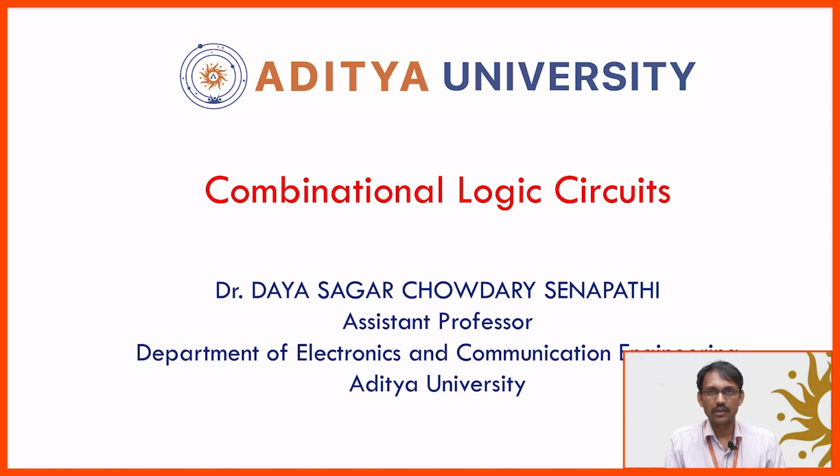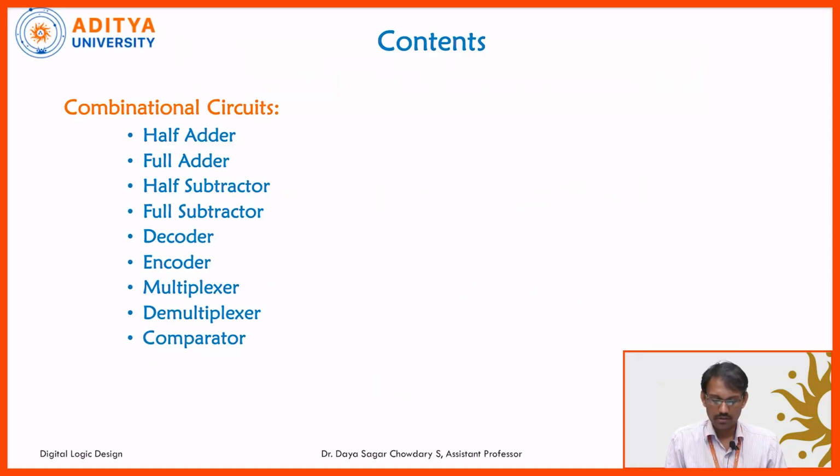Today we would like to discuss the topic combinational logic circuits. These are the contents that are included in the combinational logic circuits. We call it simply combinational circuits. The contents are half adder, full adder, half subtractor, full subtractor, decoder, encoder, multiplexer, demultiplexer, and also the comparator. These are the major block diagrams and circuits inside the combinational logic circuits.